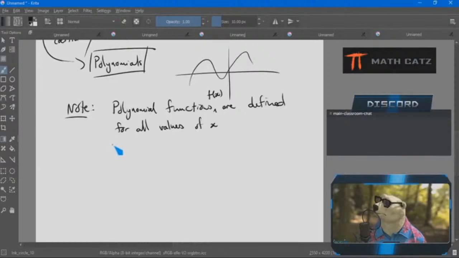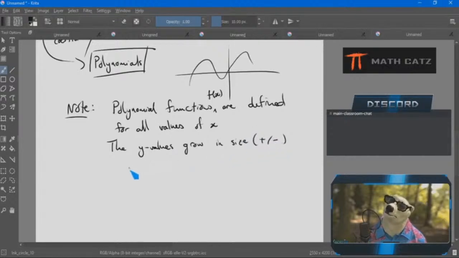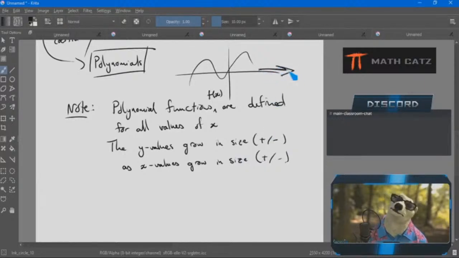And let's say here, the y value or y values grow in size, could be positive or negative, as the x values grow in size as well, positive or negative. If the x value grows in the positive direction, of course, then I'm going to the right. Then the graph is always going to go either down or up forever. It's never going to stop. So the size of the y value, the absolute value of the y value, is going to grow. It's just a question of, is it going to be negative or positive?